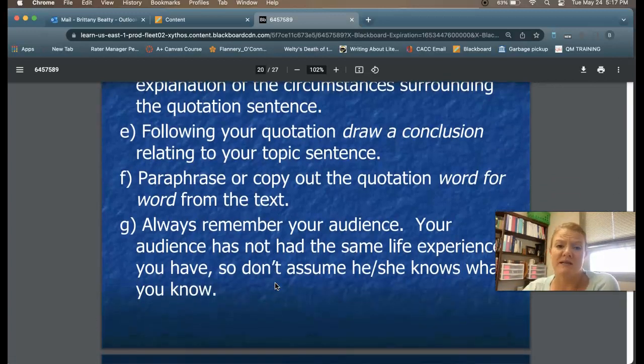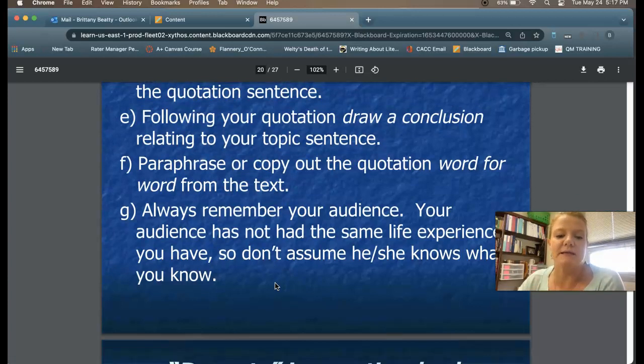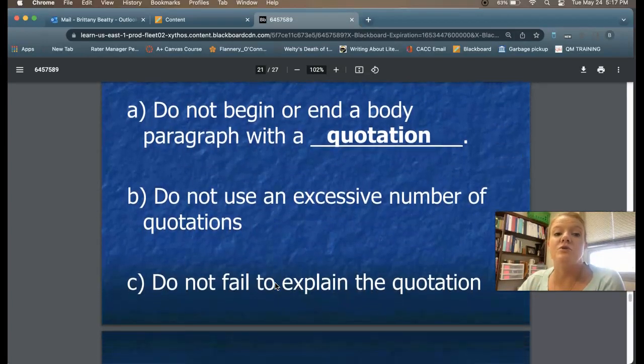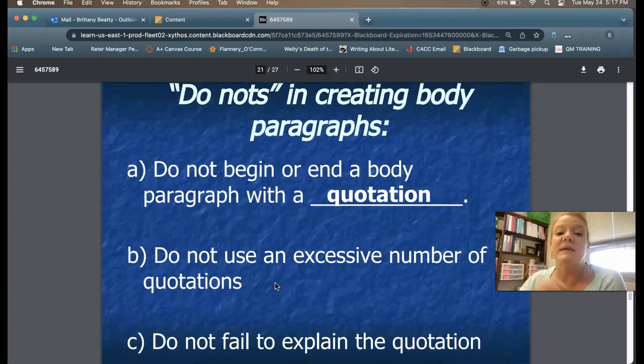Always remember your audience. You have lived a life very different from me or anyone else in the world, so your experiences are different from my experiences. So don't assume that your readers know what you know. Be sure that you are explaining everything very, very clearly in your essays. So, things that you do not want to do in body paragraphs: you do not ever, ever, ever want to begin or end a paragraph with specific evidence or a quotation.